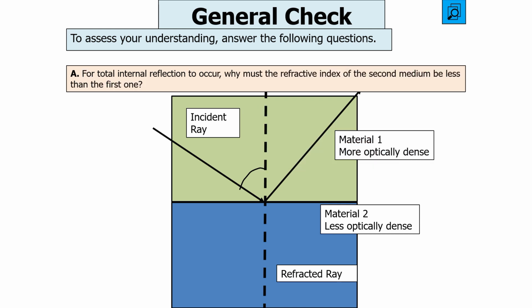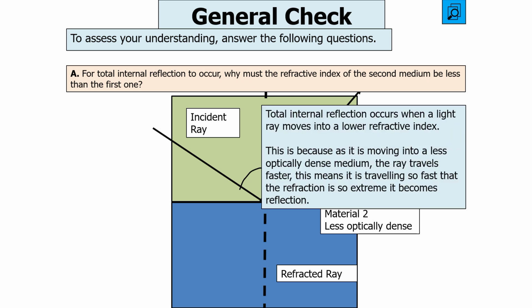For total internal reflection to occur, why must the refractive index of the second medium be less than the first one? Pause the video now, then unpause the video when you want to go through your answer. Total internal reflection occurs when a light ray moves into a lower refractive index. That's because as it moves to a less optically dense medium, the ray travels faster. This means it's travelling so fast that refraction is so extreme, it in fact becomes reflection.